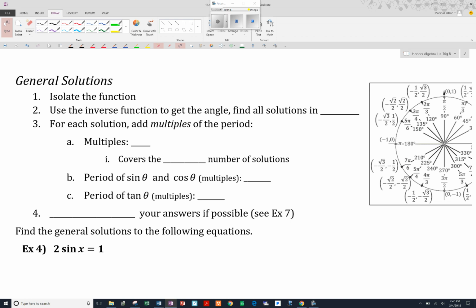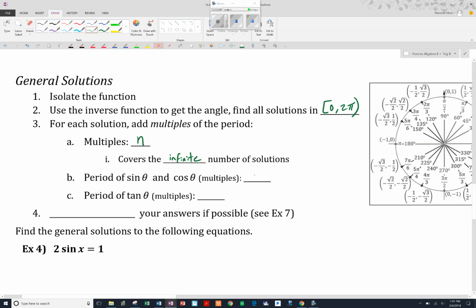Okay, for the general solutions, we're going to isolate the function. We're going to use the inverse function to get the angle and find all solutions in that 0 to 2 pi interval, just like we did before. So this is just like we did in the first video. But then for each solution, we're going to add multiples of the period. By multiples, we say n. Okay, that covers the infinite number of solutions. All integer multiples of whatever the period is.